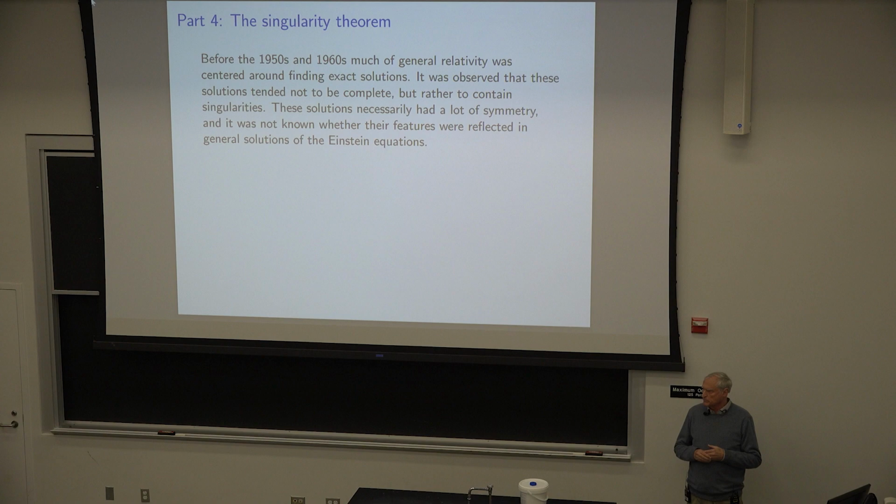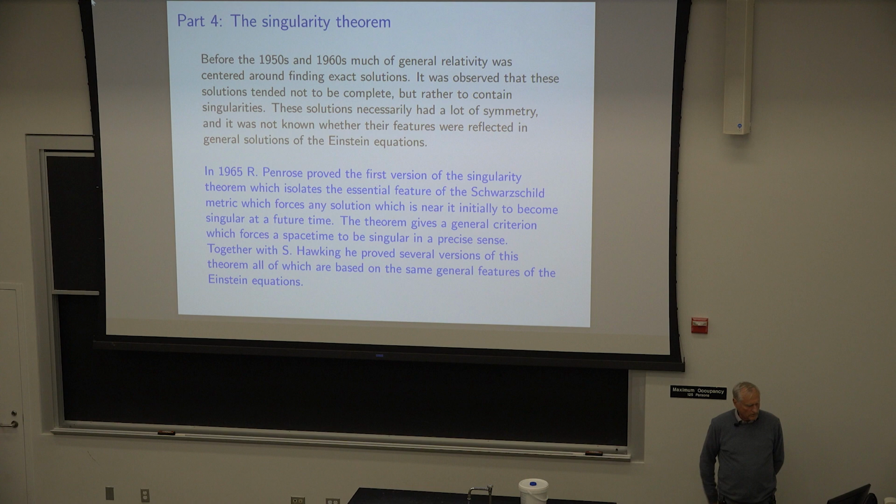And so it was observed that the solutions that were known were all singular. In other words, there were no complete solutions. Nobody was able to write down a solution, say, of the vacuum Einstein equations, which didn't have a singularity. And so the question of whether that was just a relic of the symmetry of the solutions, or whether that is a general feature of dynamical solutions of the Einstein equations was really not known at all until in 1965, Penrose proved the first version, because there were several refinements later of it, which isolates the essential feature of the Schwarzschild metric, which forces any solution near it, for example, near it initially, to become singular at a future time.